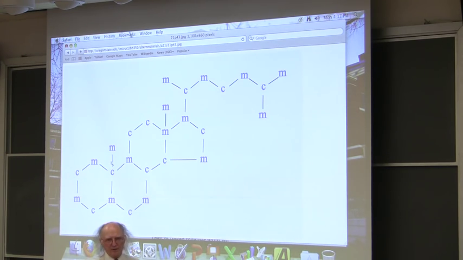Acetyl-CoA has two carbons. One is a methyl group and one is a carboxyl group, and that's what the M and C refer to here. So we can find the source of every single carbon in a cholesterol molecule, and we know whether it was a methyl carbon or a carboxyl carbon, and that's how we end up with a cholesterol.